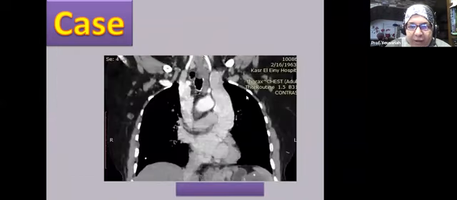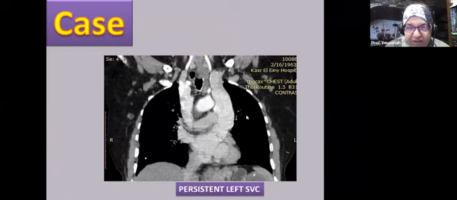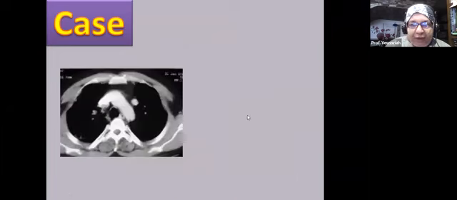This is another case, CT image, showing a bilateral superior vena cava. This is called persistent left superior vena cava.